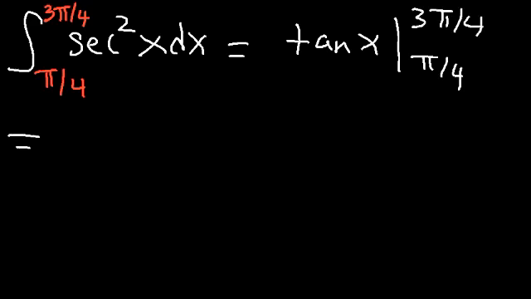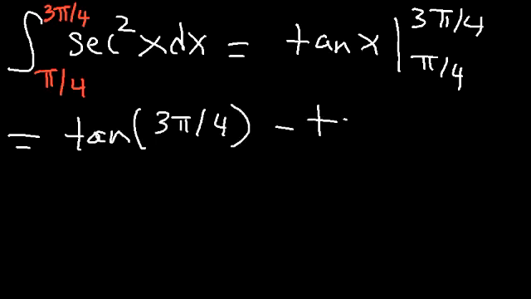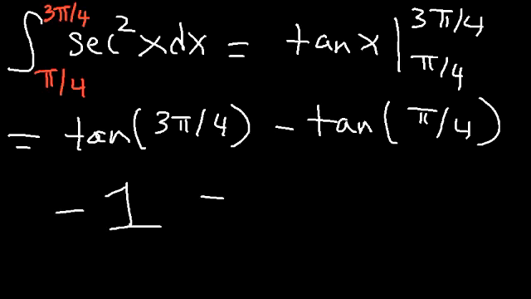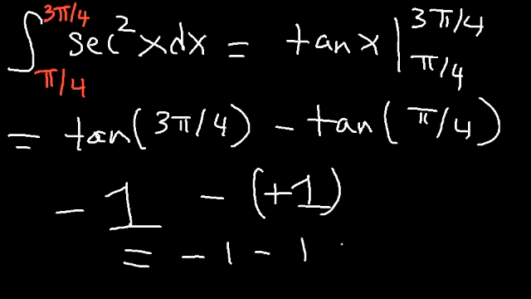So now this expression is equivalent to tangent 3 pi over 4 minus tangent pi over 4. 3 pi over 4 is in quadrant 2, and in quadrant 2 tangent is negative. Tan 3 pi over 4 is negative 1, and tan pi over 4 is positive 1. So this is negative 1 minus 1, which is equal to negative 2.